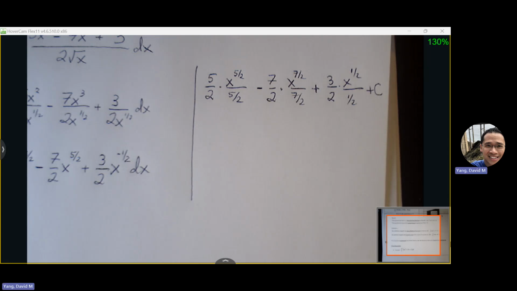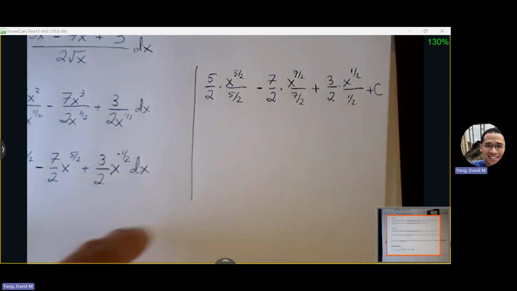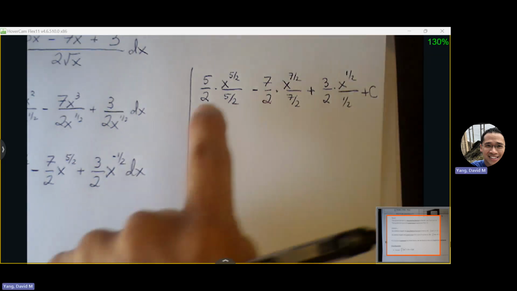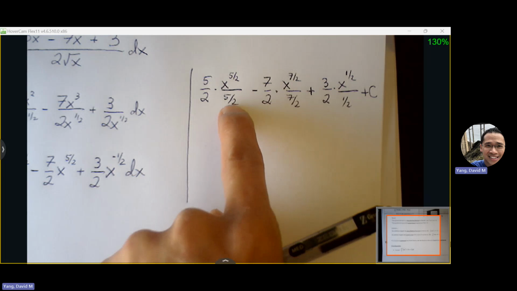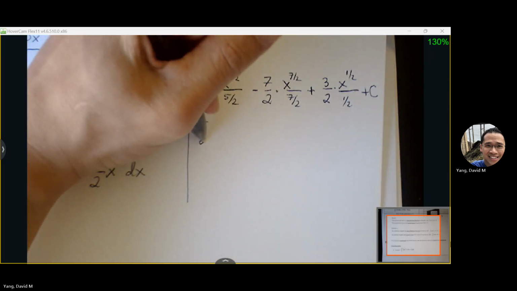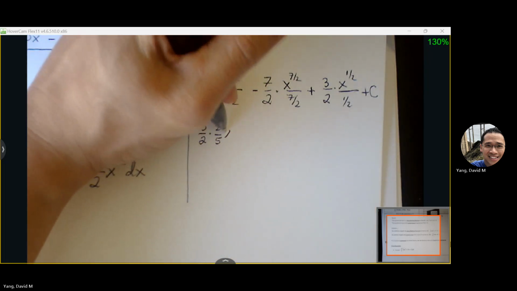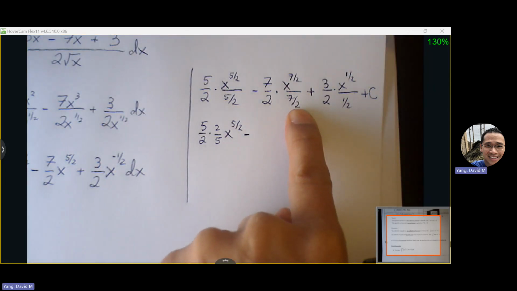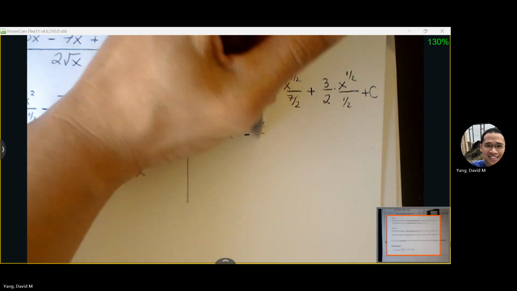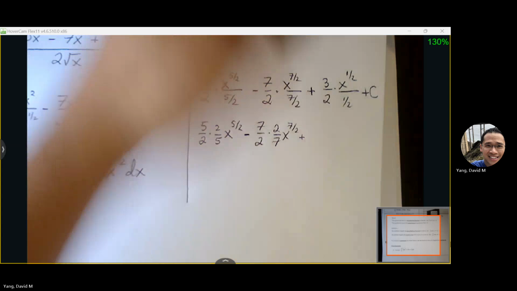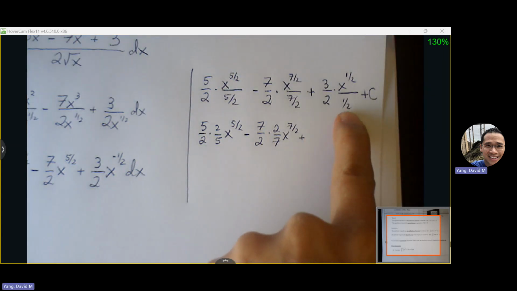Now that we've done power rule, our integral and our dx notation can drop out. In place of it, we'll do a plus c. And then I'm going to try to resolve these complex fractions here. So dividing by 5/2, the same thing as multiplying by 2/5. Dividing by 7/2, the same thing as multiplying by 2/7. Dividing by 1/2, the same thing as multiplying by 2.